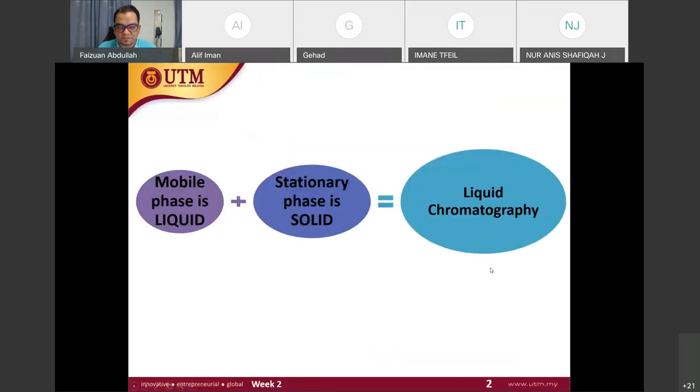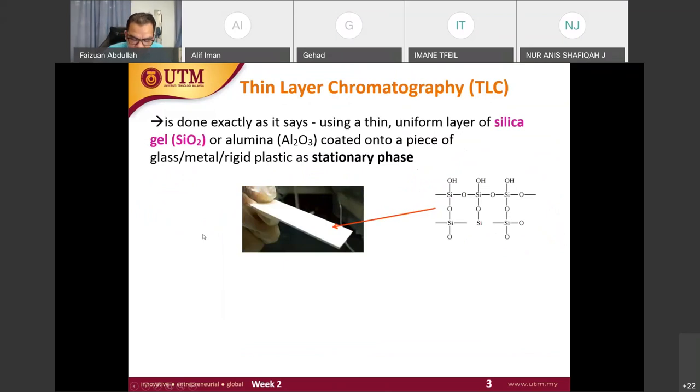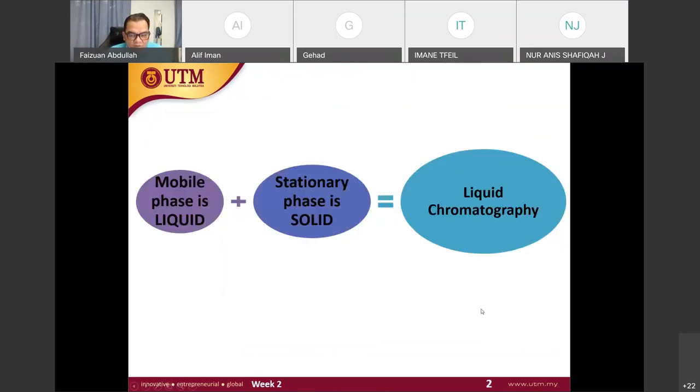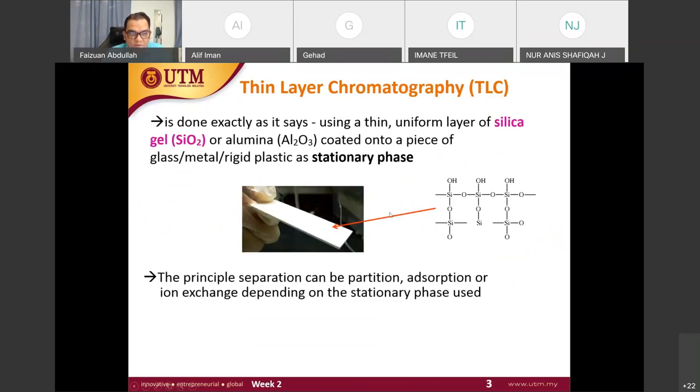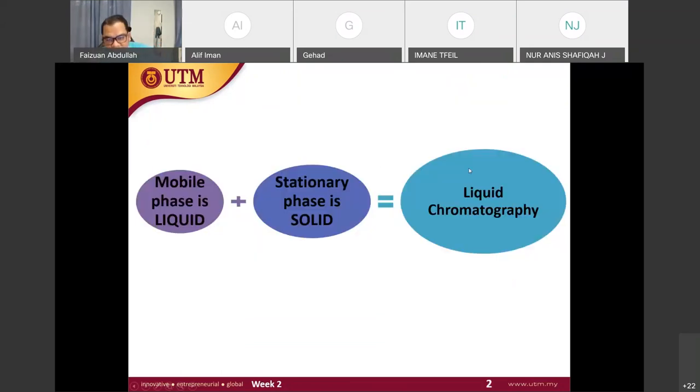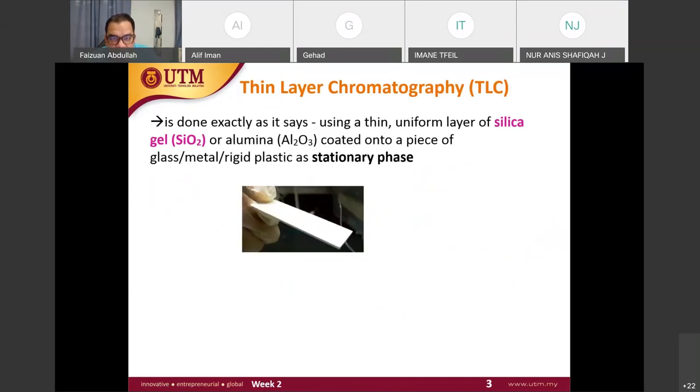All right. So what is TLC? For TLC, remember the mobile phase and stationary phase. For TLC, the mobile phase is liquid. And the stationary phase is solid, and it is categorized as liquid chromatography. So TLC is only a thin layer chromatography. It's only a piece of thin film that we will do an experiment on. Okay, that film will be the stationary phase.